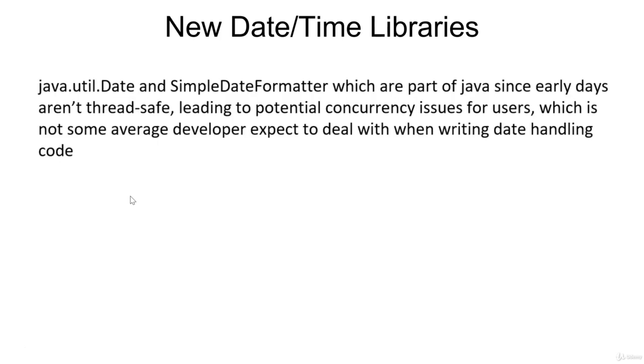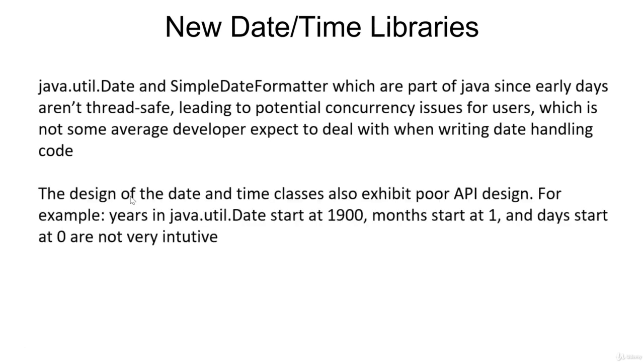So java.util.Date and SimpleDateFormat, which have been part of Java since early days, are not thread safe, leading to potential concurrency issues for users, which is not something an average developer expects to deal with when writing date handling code. The design of the date and time classes also exhibits poor API design. For example, years in java.util.Date start at 1900, months start at 0, and days start at 1, which is not very intuitive.